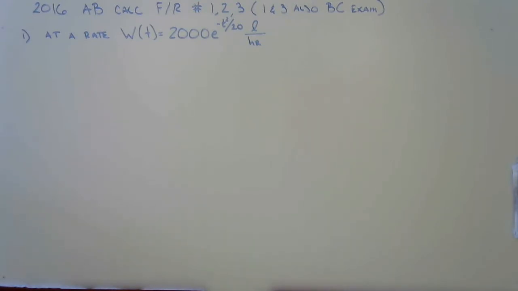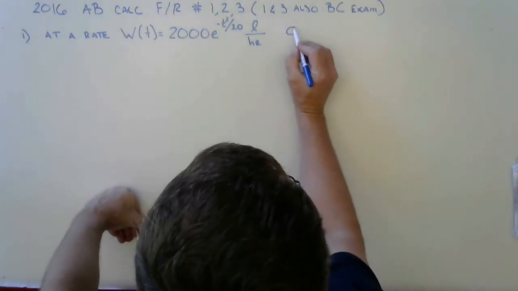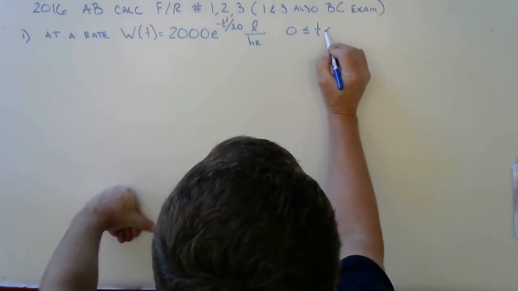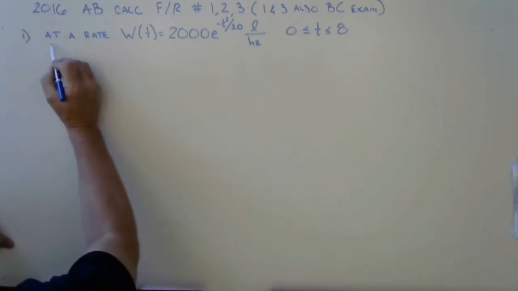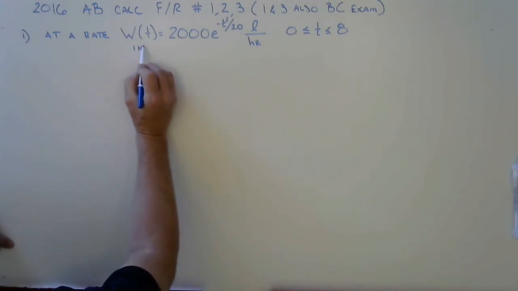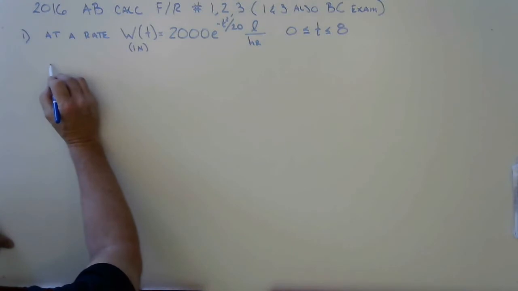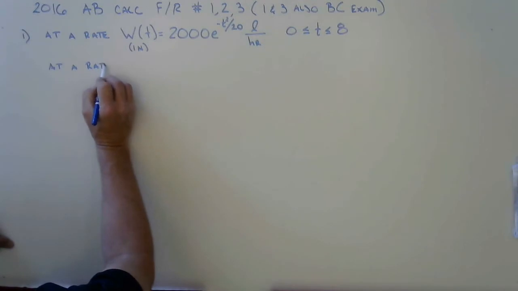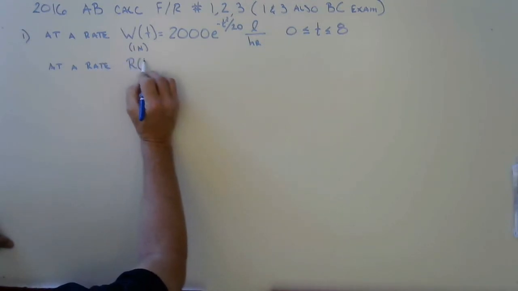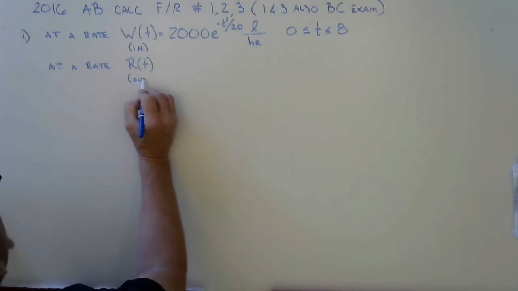So right now we have the rate, and they tell us this is valid between 0 and 8 hours. So we have water being pumped into a tank between 0 and 8 hours. The problem goes on to say water is removed from the tank at a rate modeled by, so this is in. Water is removed at a rate, and then they give us R of t.